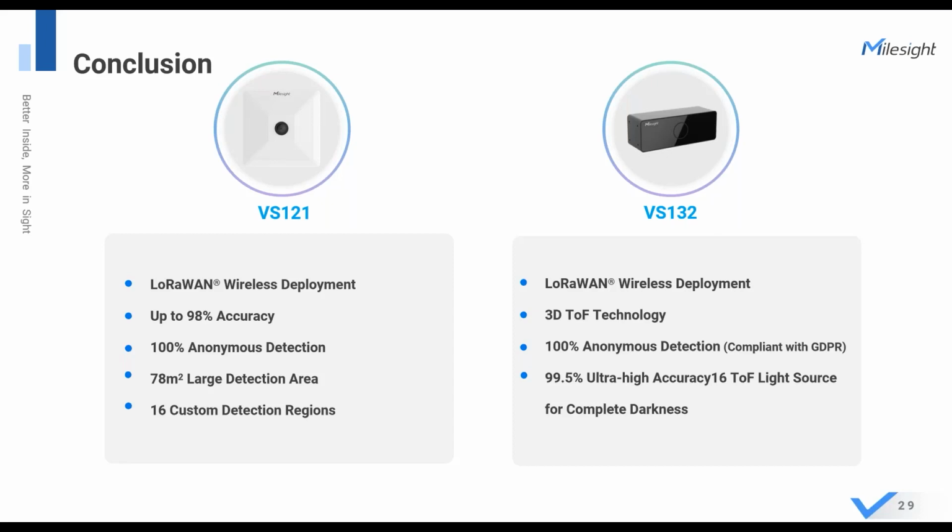VS132 would provide you with an ultra-high 99.5% accuracy rate to count the people who are passing through the predefined area. Both of them are compliant with GDPR and could be managed easily, so don't worry about the privacy problems. They could cooperate with each other to optimize your space utilization, as what we have talked about today.